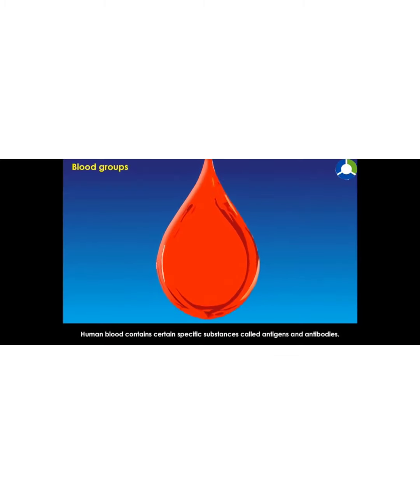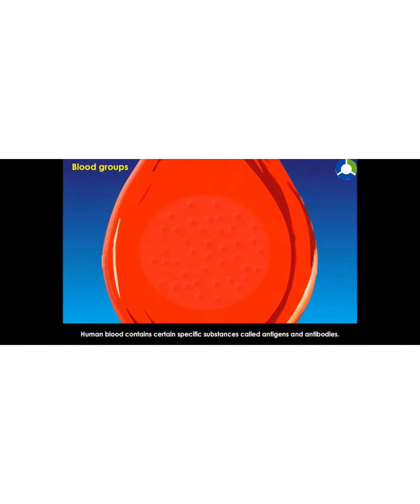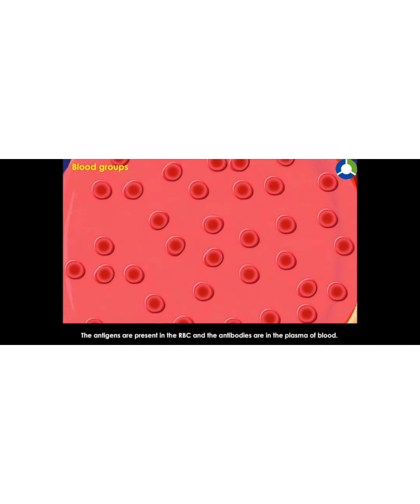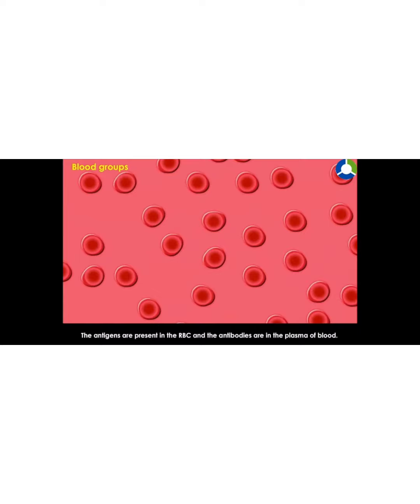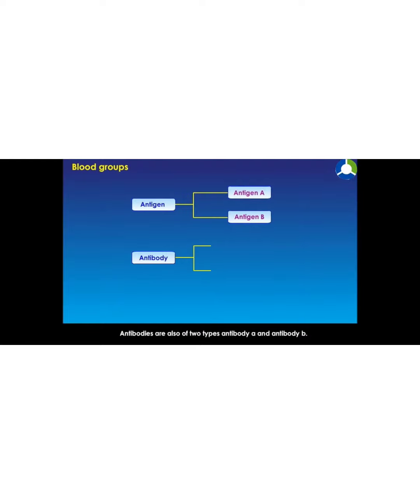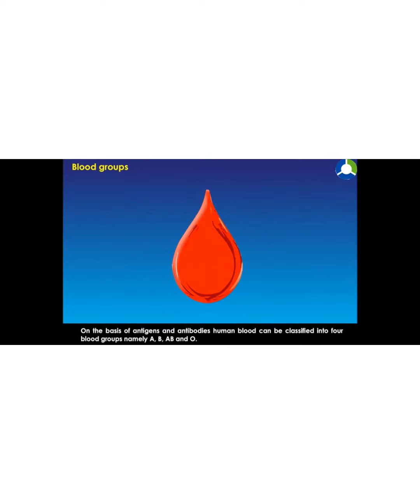Next, about blood groups. Human blood contains certain specific substances called antigens and antibodies. The antigens are present in the RBC and antibodies are present in the blood plasma. Then here you can see antigens. Our blood consists of two types of antigen, antigen A and antigen B, and antibody A and antibody B. On the basis of antigens and antibodies, human blood can be classified into four groups: A, B, AB and O.